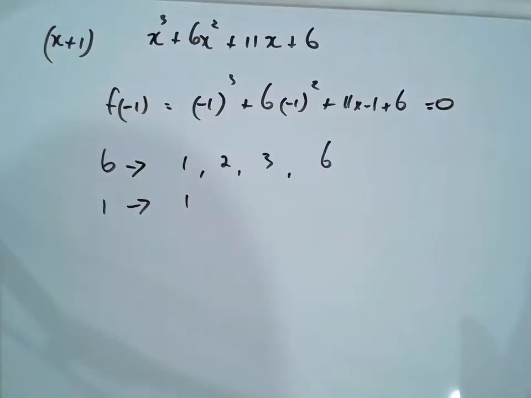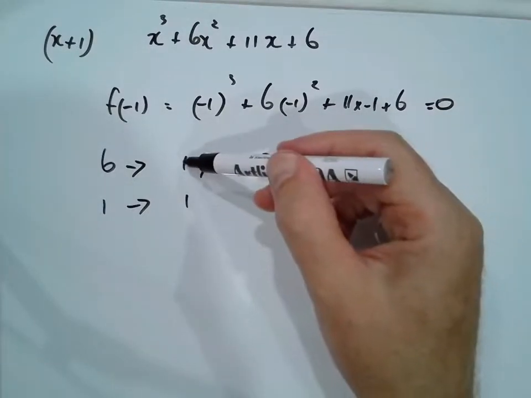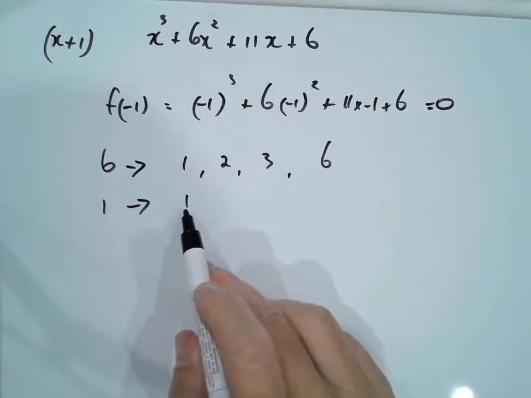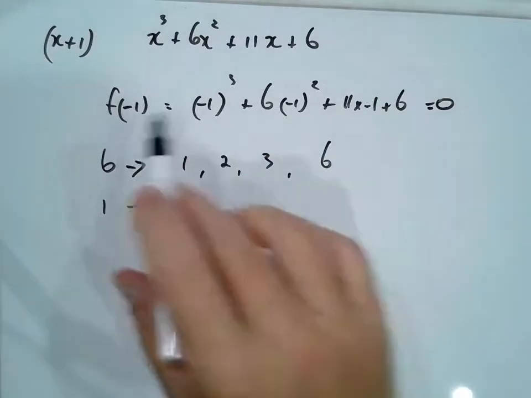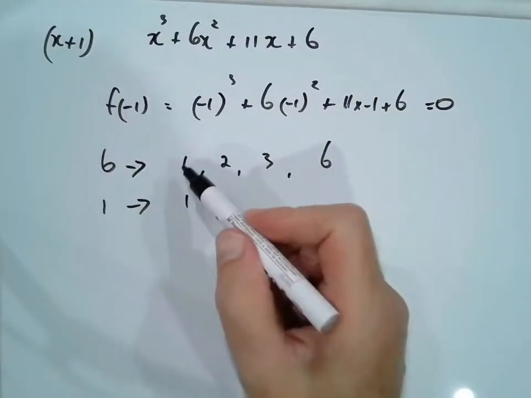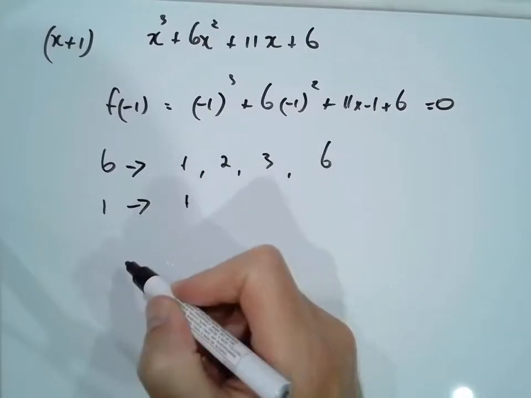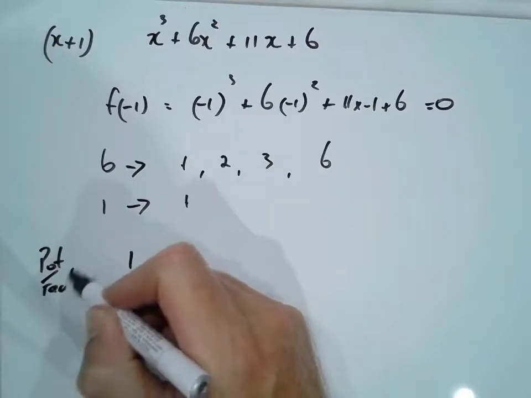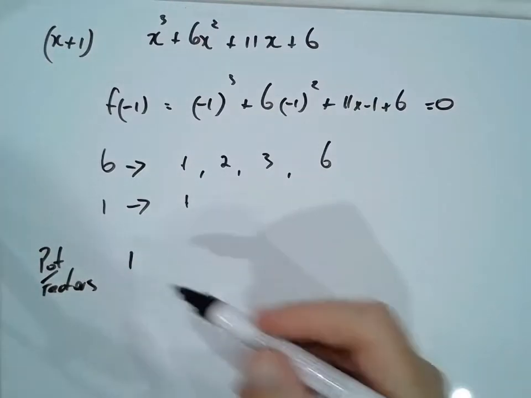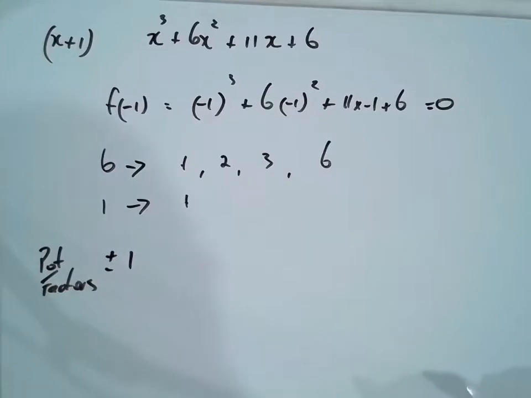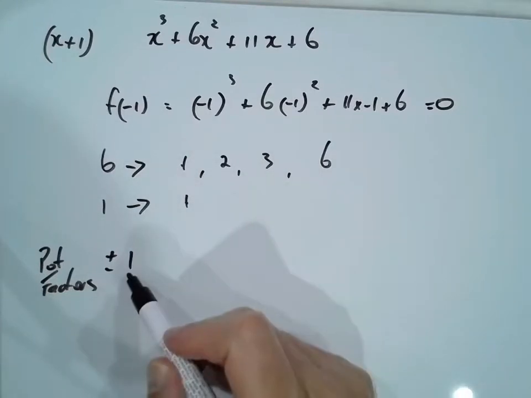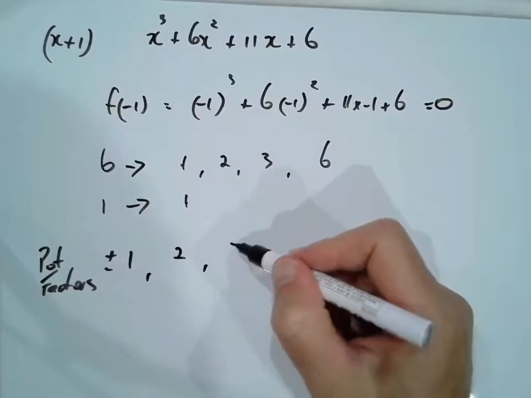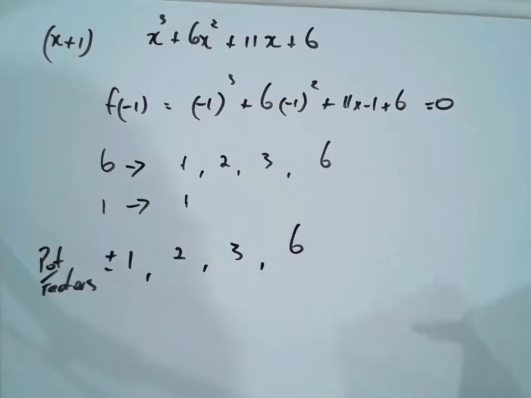Okay. We then divide the factors of the constant by the factors of the coefficient of our x cubed, and they're potential zeros. So we're going to go 1 divided by 1 is 1. So these are potential factors, and they can be plus or minus. We don't really know. Okay, so 1 divided by 1 is 1. 2 divided by 1 is 2. 3 divided by 1 is 3. And 6 divided by 1 is 6.